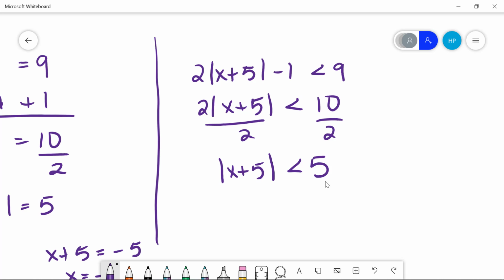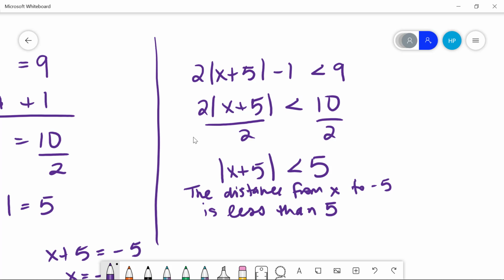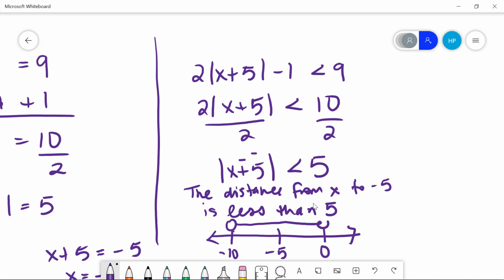So let's think about what this means in terms of distance. If we write this in terms of distance, remember this is saying the distance between x and negative 5, because this is the same as x minus negative 5. The distance between x and negative 5 is less than 5, which means that if I draw this on a number line, here's negative 5. If it were 5 to this way, that'd be a 0. If it were 5 to this way, that'd be a negative 10. And if the distance has to be less than 5, we have to have this area in here.